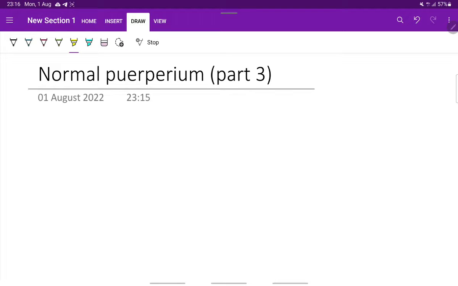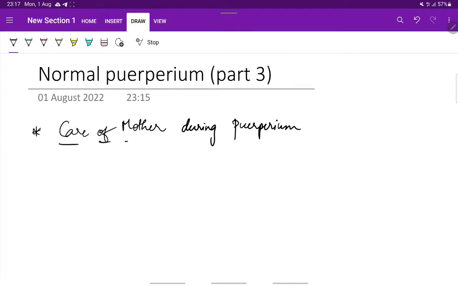We have seen above the changes seen in the uterus, cervix, vagina, external genitalia, the systemic changes, and some points about the lactation in our previous two videos. So, now continuing with that, next we will see about the care of mother during puerperium. Just to revise, puerperium is the time which is 6 weeks postpartum.